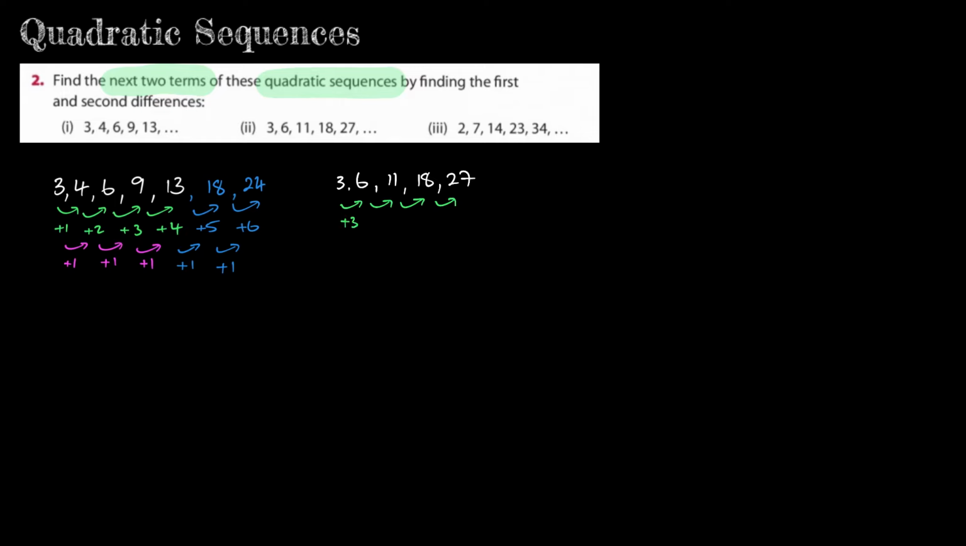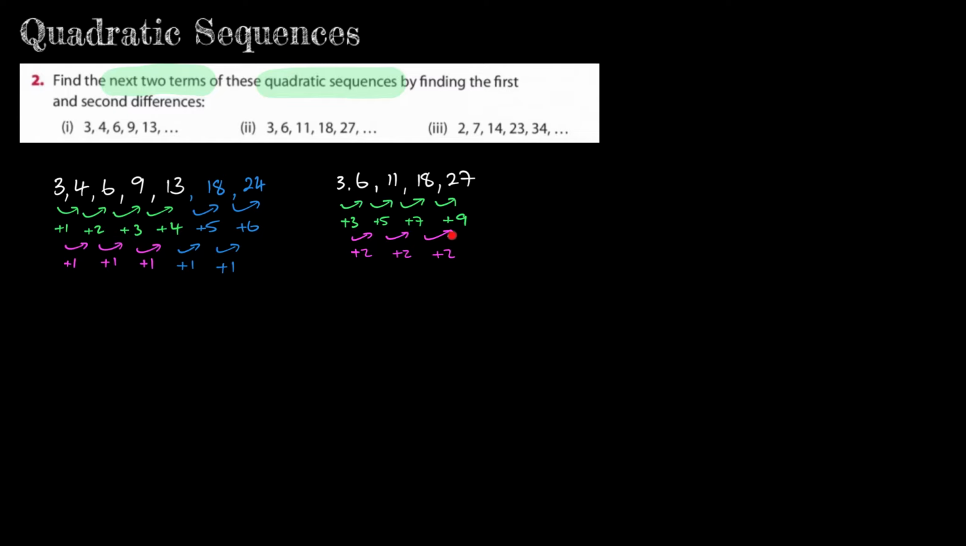To go from 6 to 11 is plus 5. To go from 11 to 18 is plus 7. And to go from 18 to 27 is plus 9. And we can see the second difference there is going to be plus 2. So to go from here to here is plus 2. To go from here to here is plus 2. To go from here to here is plus 2. So we can see there the second difference is constant.